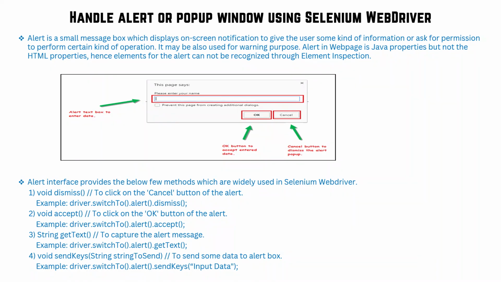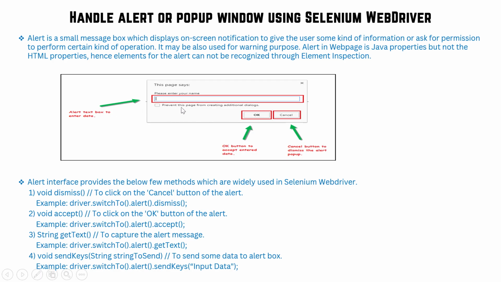So alert is a small message box which displays on-screen notification to give the user some kind of information or ask for permission to perform certain kind of operation. It may also be used for warning purpose. Alert in web page is Java properties but not the HTML properties. Hence, element for the alert cannot be recognized through the element inspection. So this is the sample alert I have given.